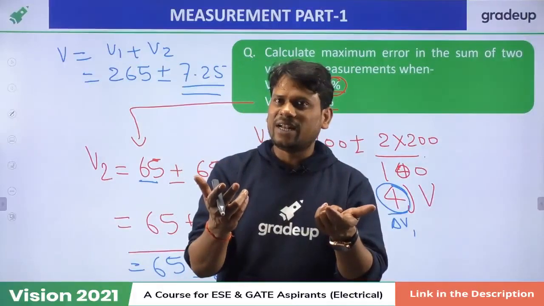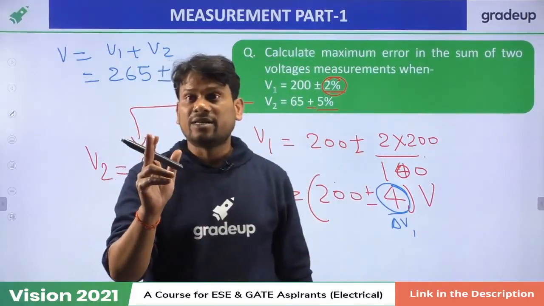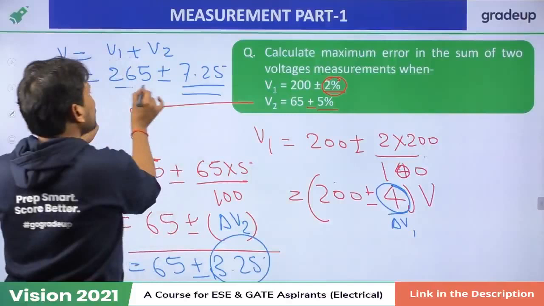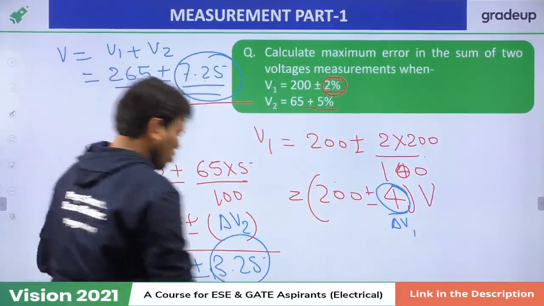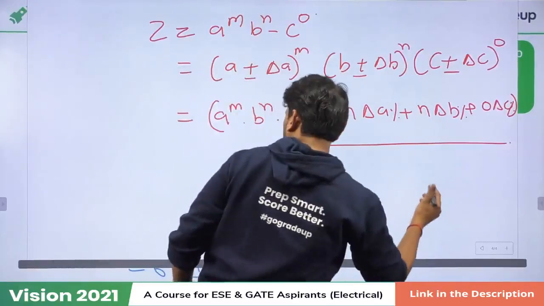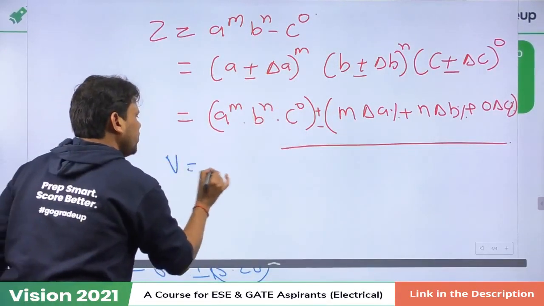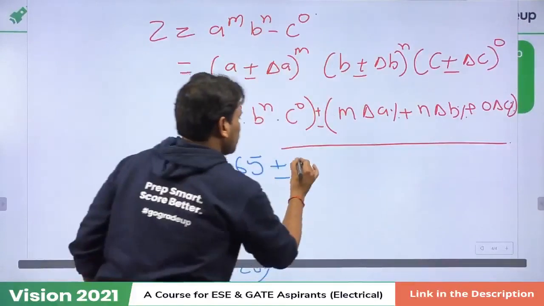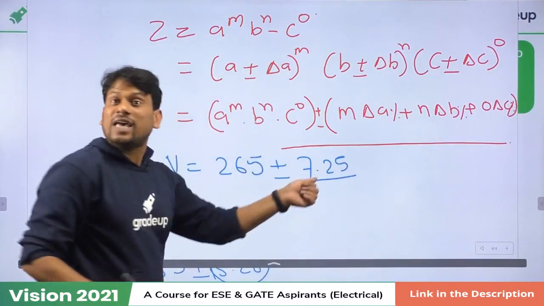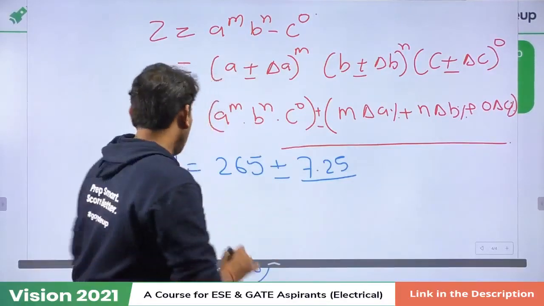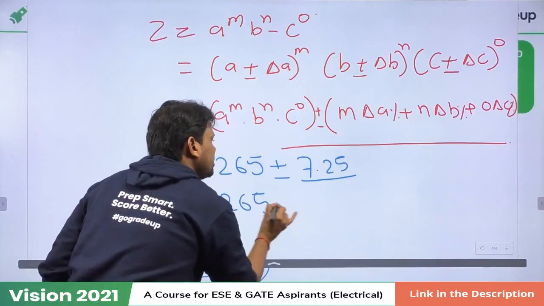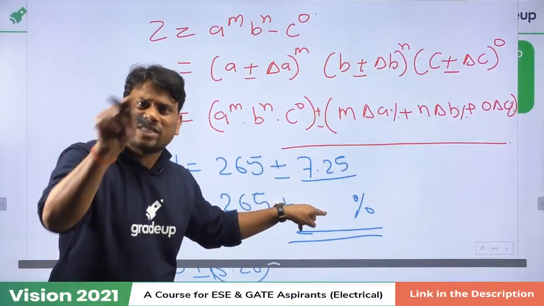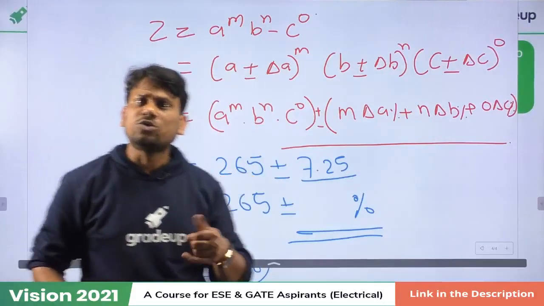Now what will be the percentage error or relative error? Please mind it. Please don't make that type of silly mistake. Try to understand. Here 265 with this absolute error. So what will be the relative error? Suppose I write V is equal to 265 plus minus 7.25, which is absolute. So what will be the percentage error? V is equal to 265 plus minus error in terms of percentage, and that is nothing but 7.25 divided by 265 something.